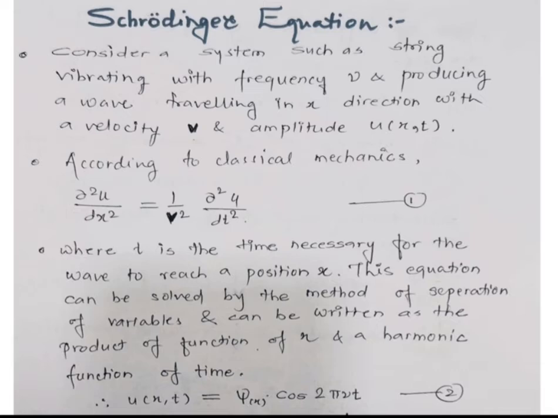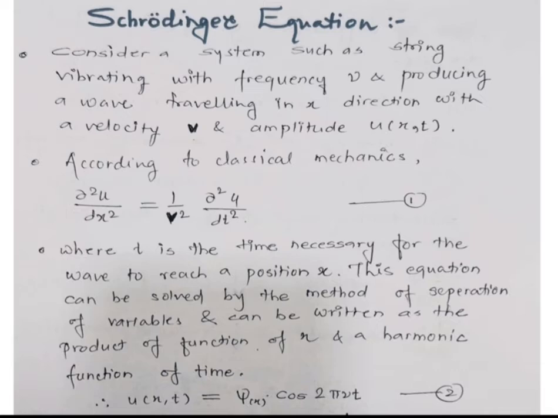Del square u divided by del x square is equal to 1 upon v square into del square u divided by del t square. Here t is the time which is necessary for the wave to reach a position x, and this equation can be solved by the method of separation of variables, and this can be written as the product of a function of x and a harmonic function of time t.